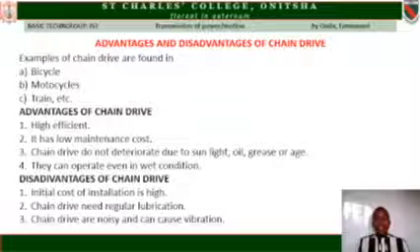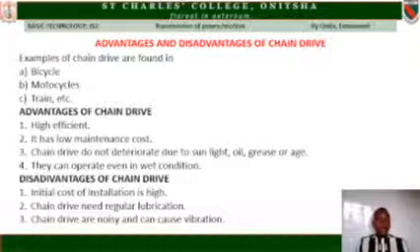The disadvantages of chain drives are as follows. One, the initial cost of installation is very high compared to the belt drive. Two, chain drives need regular lubrication. I've said this earlier: regular application of oil to the parts that need to be lubricated. Three, chain drives are noisy and can cause vibration. The machines that make use of these chain drives are noisy and they cause vibrations.